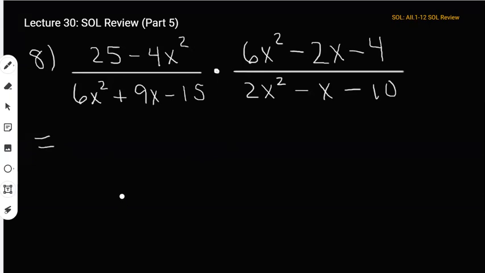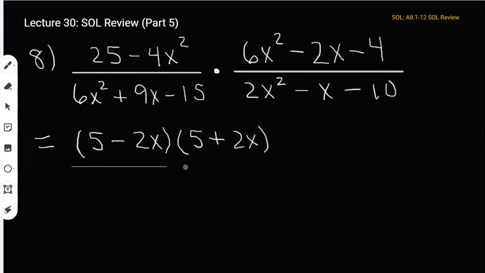Okay, so let's factor everything that we can. Now at the top, I have a 25 and a 4. I can break those down as squares. The square root of 25 is 5, and the square root of 4 is going to be 2, and I'll put an x beside that. I'm going to have 5 minus 2x, 5 plus 2x. So that's how I would factor the top.